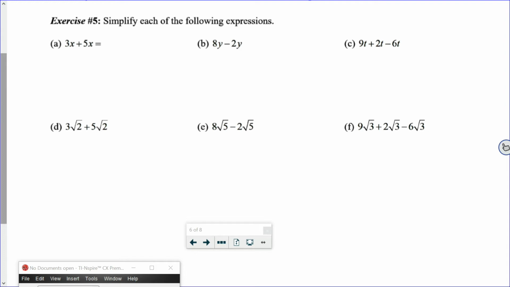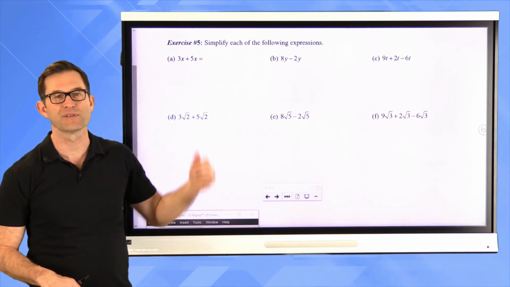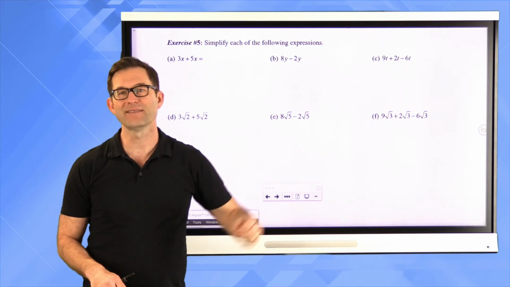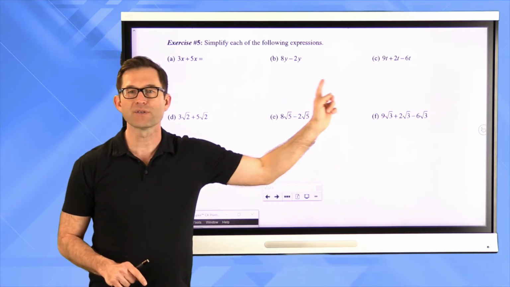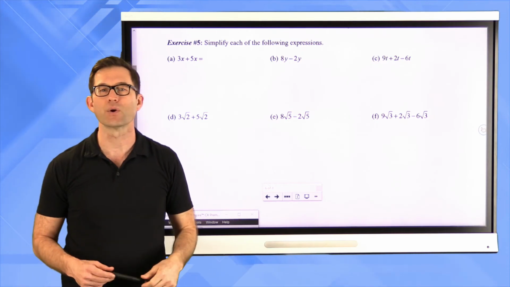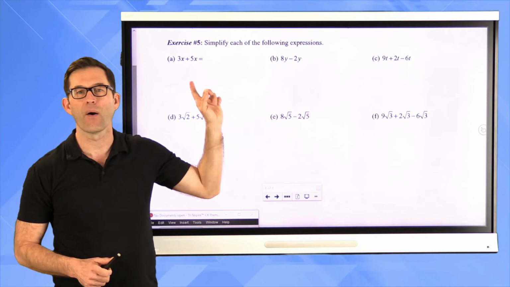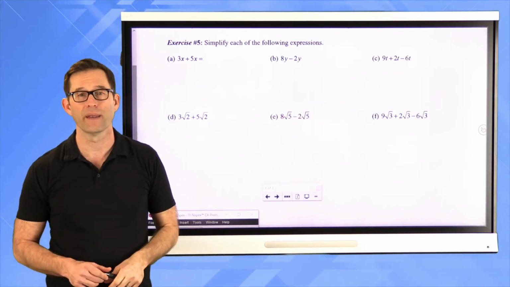Now, what's interesting is that for A, B, and C, there's no square roots at all. I've got 3x plus 5x. I've got 8y minus 2y. I've got 9t plus 2t minus 6t. All of these first things you should have been able to do as early as 6th grade algebra. So I'd like you to pause the video right now and simplify letter A, letter B, and letter C. Go ahead and do that.